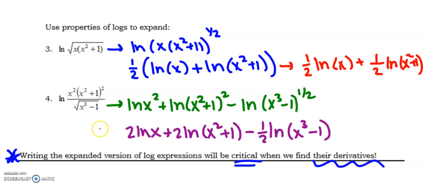Go ahead and check that final answer. We broke up the multiplication, we broke up the division, and we dealt with all of these exponents swinging down in front. All right, thus concludes your review of the properties of logarithms, which again will be critical when we start finding derivatives.